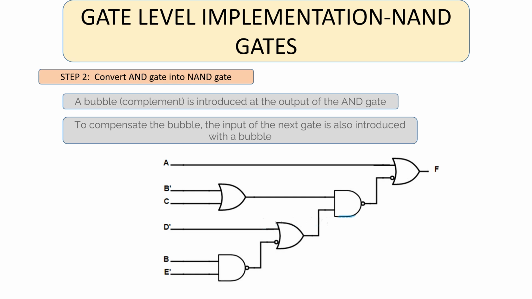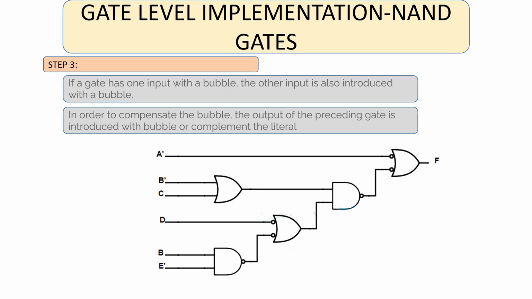So step 2 in the implementation using only NAND gates. Step 2, convert AND gate into NAND gate. But how? A bubble is deliberately introduced at the output of the AND gate. And again, to compensate for the bubble, the input of the next gate is also introduced with a bubble.